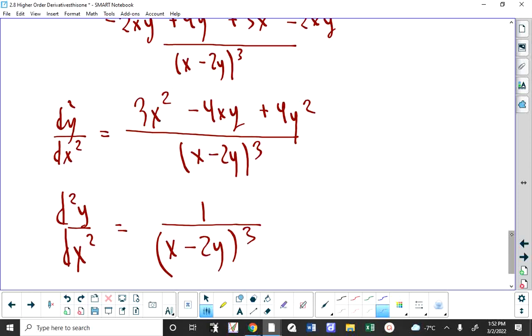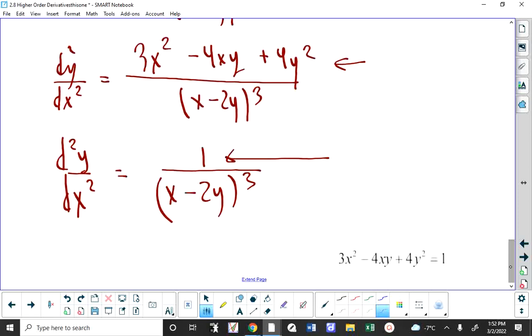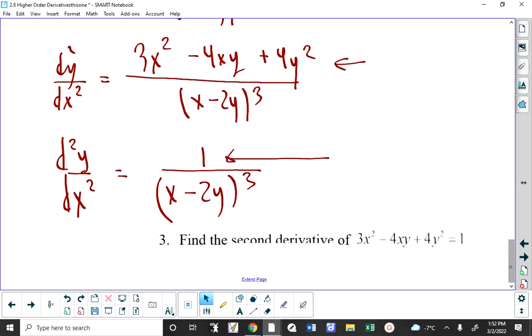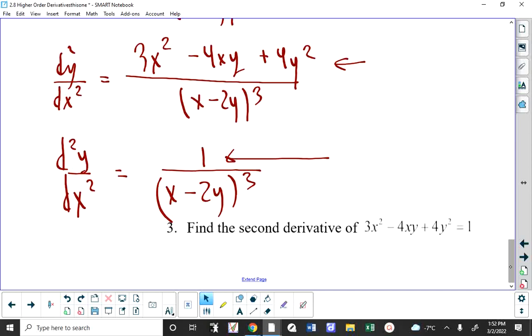What? Like, how am I able to take this numerator and just write it as the number 1? Does anybody know? I don't want you to tell me the answer. I want to know if you know. Look at the question. The original relation is this. Find the second derivative of 3x squared minus 4xy plus 4y squared equals 1. 3x squared minus 4xy plus 4y squared is 1.